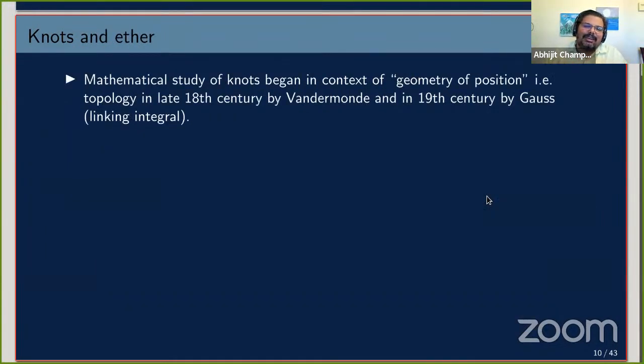So the mathematical study of knots began in earnest in the context of topology, which was called the geometry of position, in the late 18th century by Vandermonde, and in the 19th century by Gauss, who gave this famous linking integral formula. He looked at some parameterizations of a link and tried to compute their linking number using an integral.